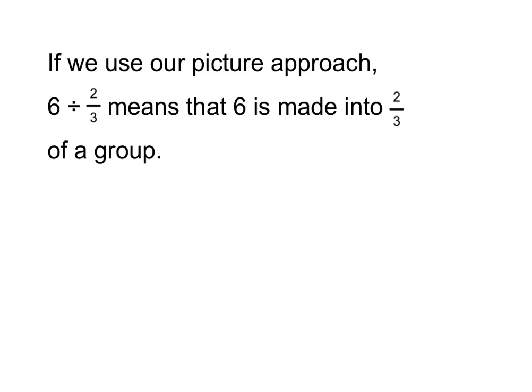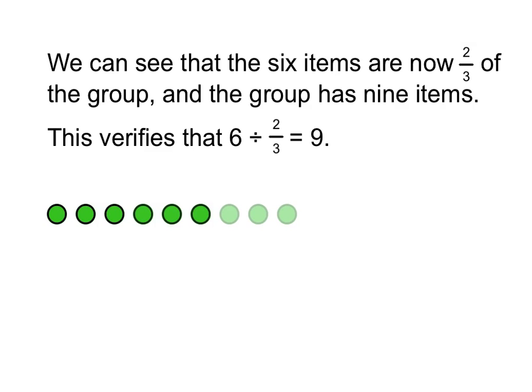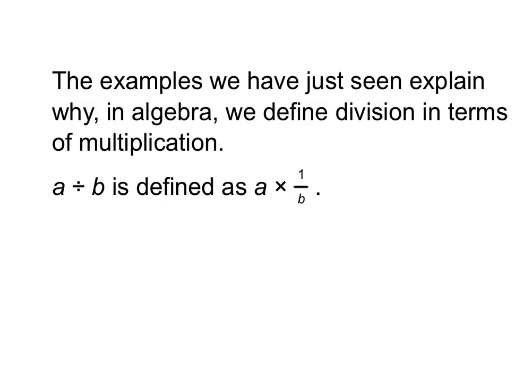If we use our picture approach, 6 divided by 2/3 means that our 6 items have to be 2/3 of the group. There's our 6 items. If that's 2/3 of the group, I add another third, and you can see the 6 items are 2/3 of that group. Since the group has 9 items, that shows us that 6 divided by 2/3 equals 9, verifying what we did by multiplying by the reciprocal.